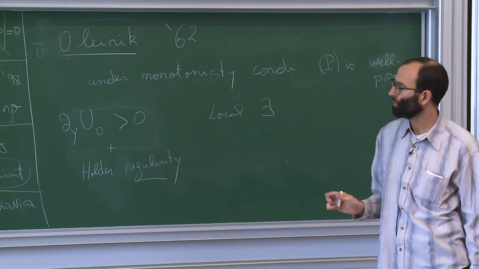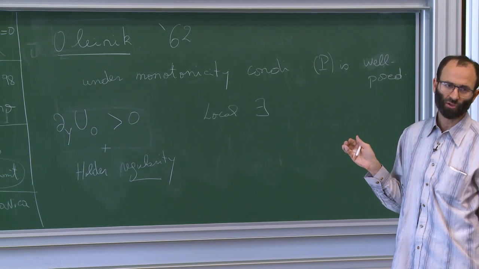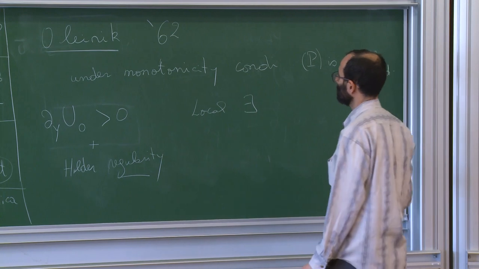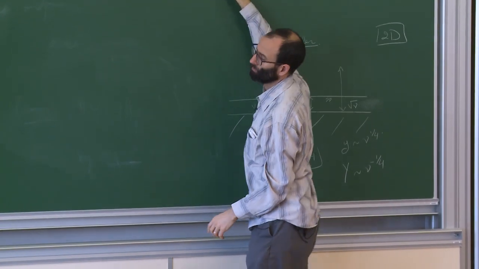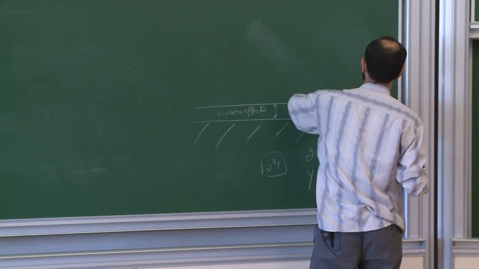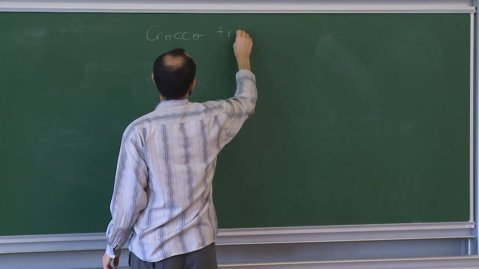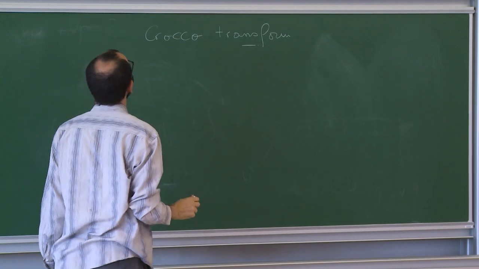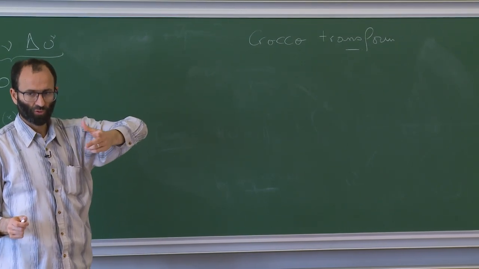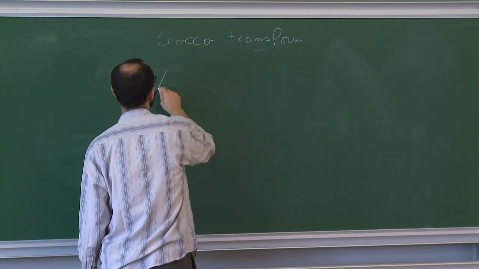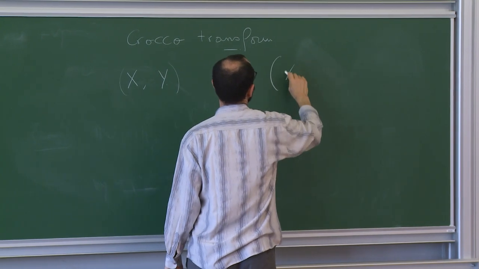Now, what's the idea of her proof? I'm not going to give a lot of detail. The whole idea here is to use a transformation called the Crocco transform. Due to the fact that dyu is positive, okay, for short time you will keep it. So the idea is to say, instead of using x, y as my variables, I will write the equation in terms of x, u.